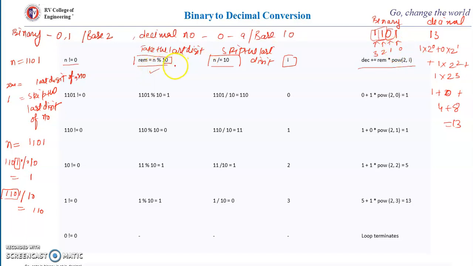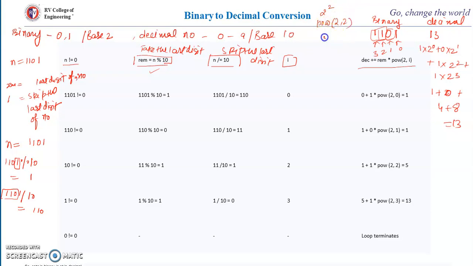Remainder I am taking to take the last digit, and this I am taking to skip the last digit. Then decimal plus is equal to remainder into power 2 comma I. Suppose I want to calculate 2 to the power 2. Instead of writing this, we will be using a predefined function power, and we'll write 2 comma 2.